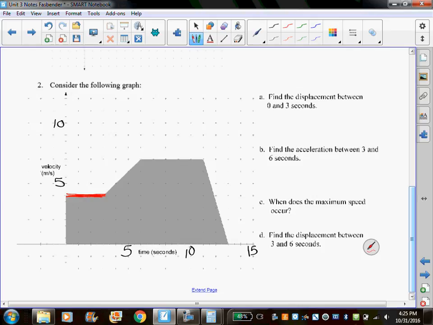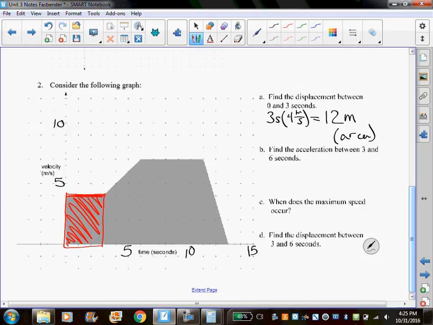So from 0 to 3 seconds is this part of the motion. And we know that to find displacement on a velocity versus time graph, we have to look at the area. So let's shade in the part of the graph that should tell us that displacement right there. So that looks like a box. We just have to do length times width. So it appears that the length is 3 seconds. The width is 4 meters per second. So altogether, we must go 12 meters. And again, we found that by looking at the area.